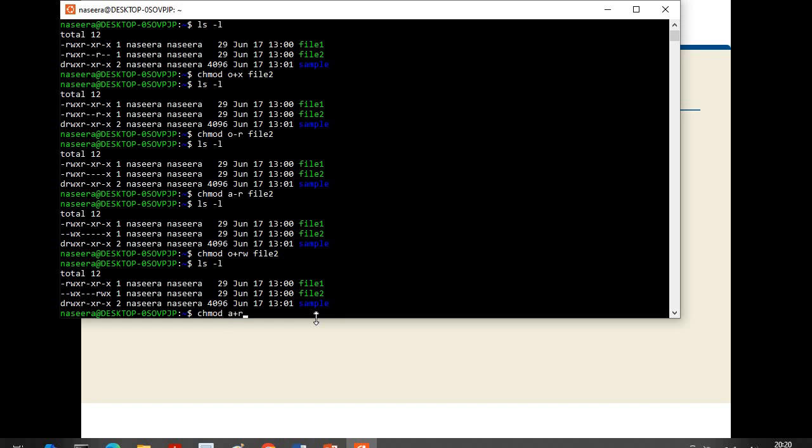For adding read and write permission for all, a stands for all: a plus rw for file 2. So read and write permission for all the categories of users. In this way, we can control the permission for a file by using the chmod command. Plus is for adding the file permission, minus is for removing the file permission. u stands for user, g stands for group, o stands for others, a stands for everyone.